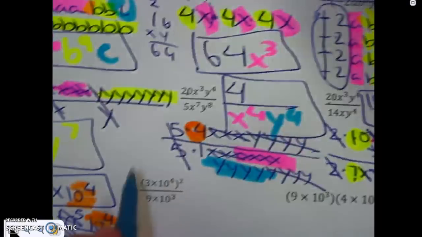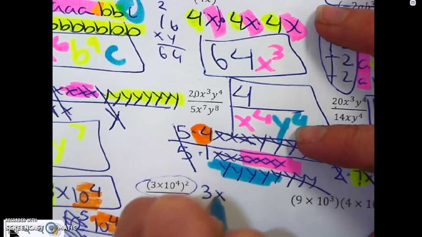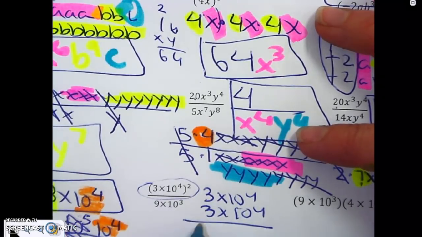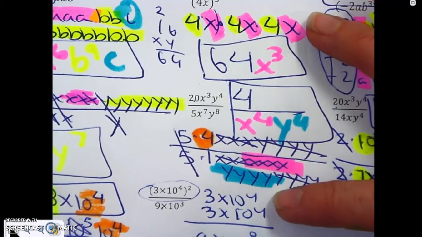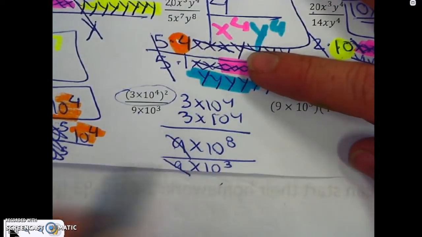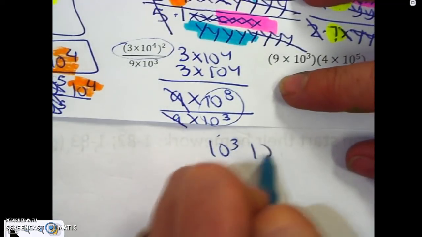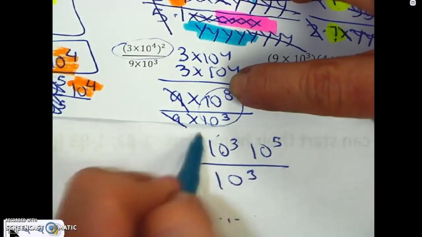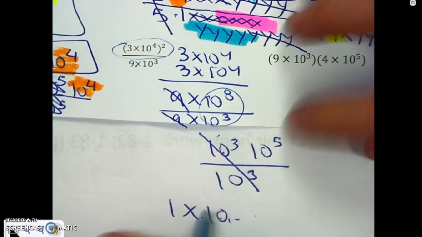Let's do the next one. This means 3 times 10 to the fourth, and another 3 times 10 to the fourth. That's all the top. That means that's really 9 times 10 to the 8th on top, and this is 9 times 10 cubed on the bottom. 9 on top, 9 on bottom, bye-bye. This is the same as 10 to the 5th over 10 cubed. This 10 and this 10, gone. So now my answer is 1 times 10 to the 5th.